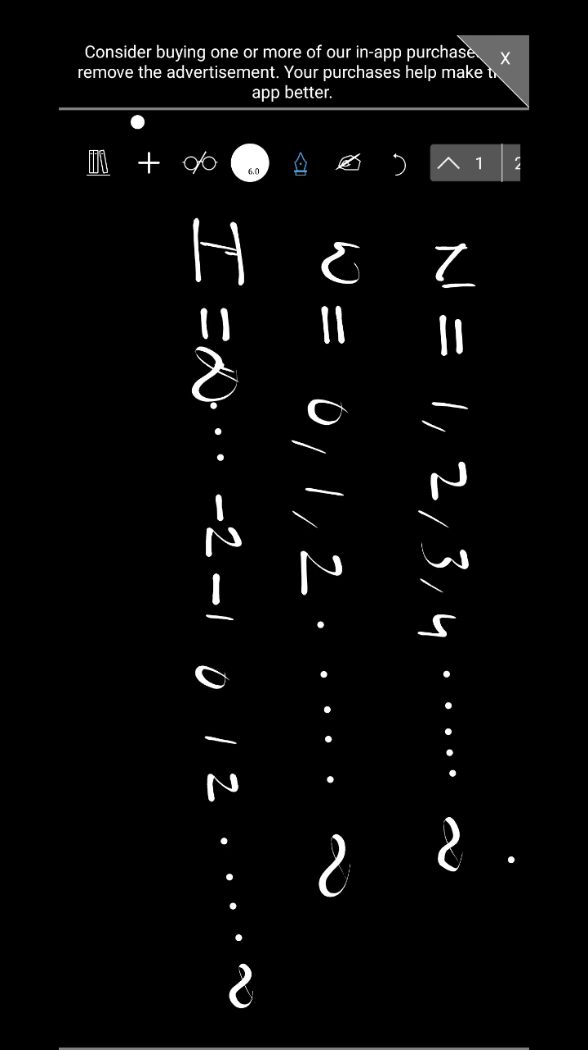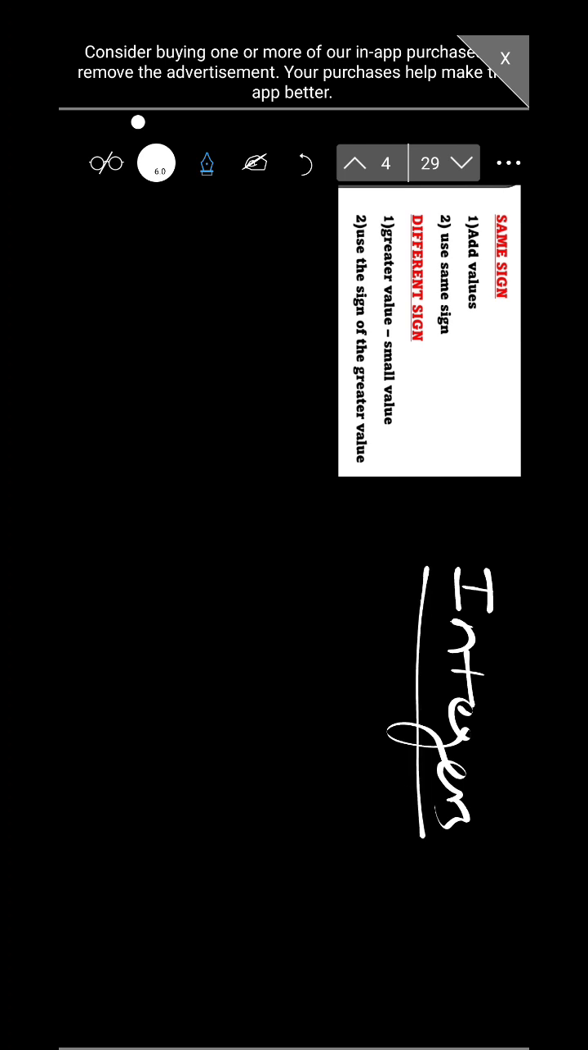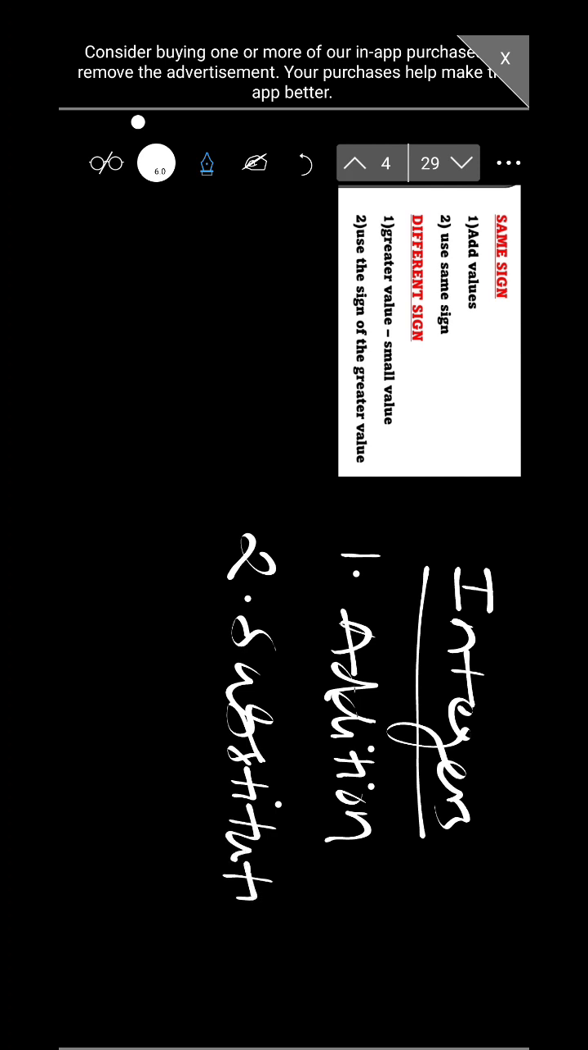Integers. So we'll talk about what integers are. They consist of positive values, negative values and zeros. So now the main topic is our integers. Integers include the positive values and negative values. We'll apply operations to integers. In this topic we'll do the addition as well as subtraction of integers. While doing addition and subtraction of integers, we have some rules.